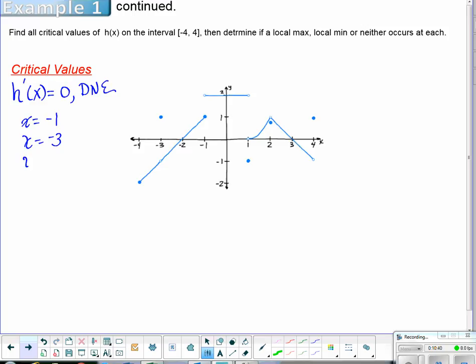At 1 would be another critical point because it's not differentiable. At x equals 2, it's not differentiable, so I pick up that option as well. And the endpoints can never be relative mins and maxes, so they are not critical points either.